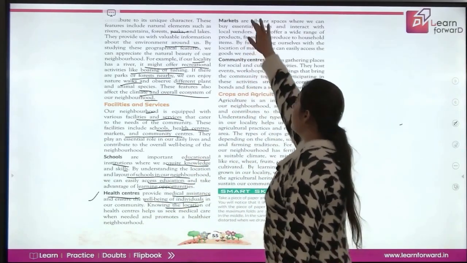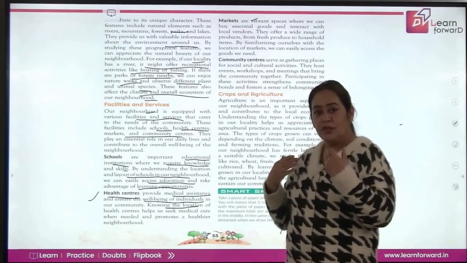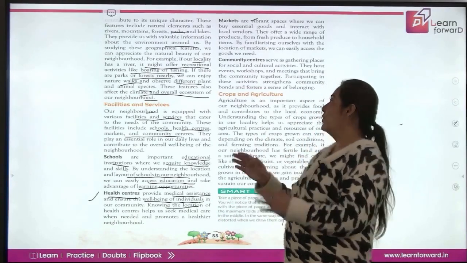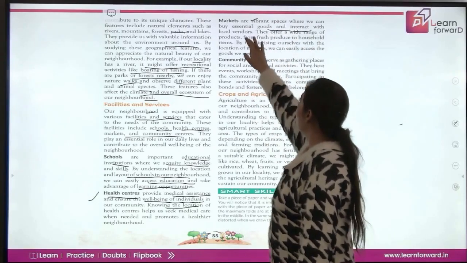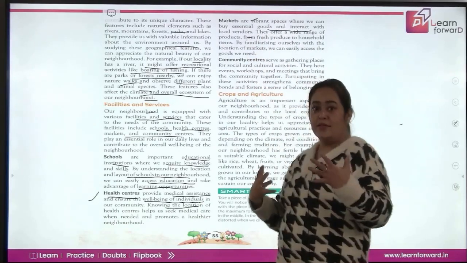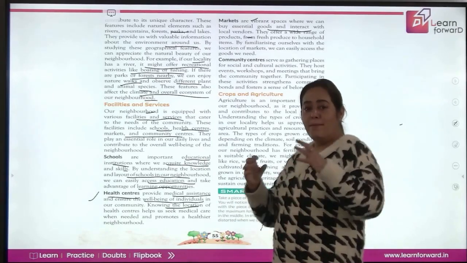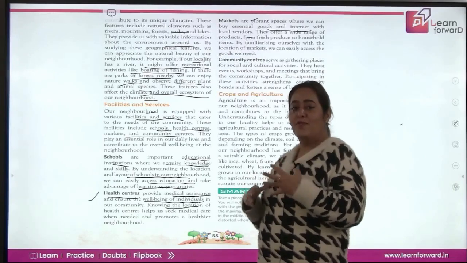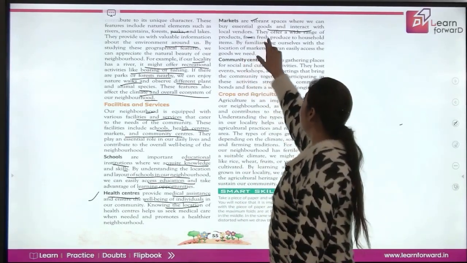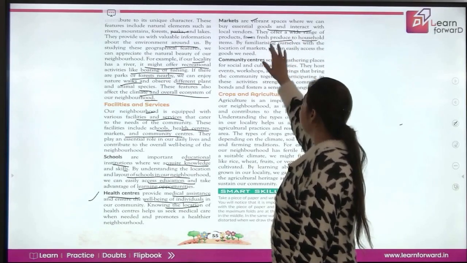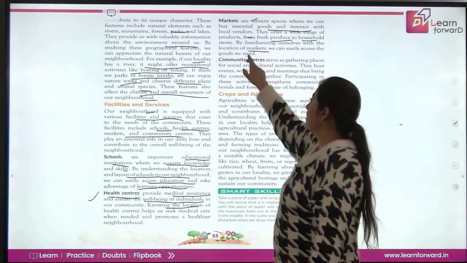Then let's come to the markets. Now, without markets, our life is not possible. Even how much we shop online now, it is very important to step in the market to buy those lovely goods and interact with the local vendors. And it gives us a lot of satisfaction also. Now, we may visit a lot of malls, but the satisfaction which we get out of stepping into the market is amazing, right? So we get fresh products to household items. By familiarizing ourselves with the location of markets, we can easily access the goods we need.